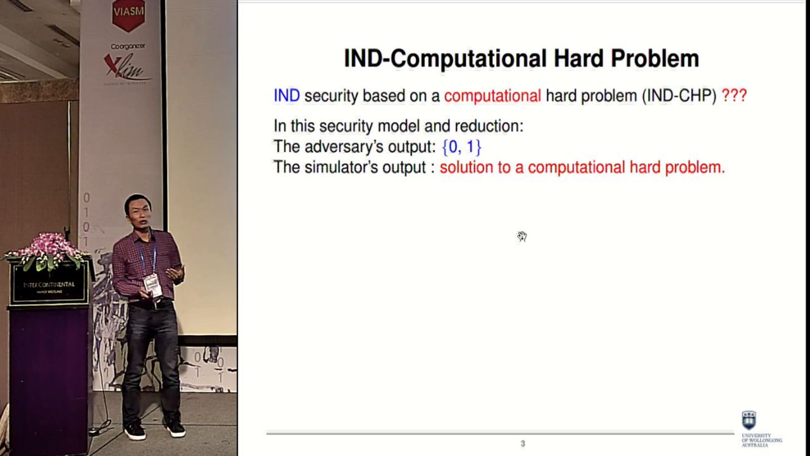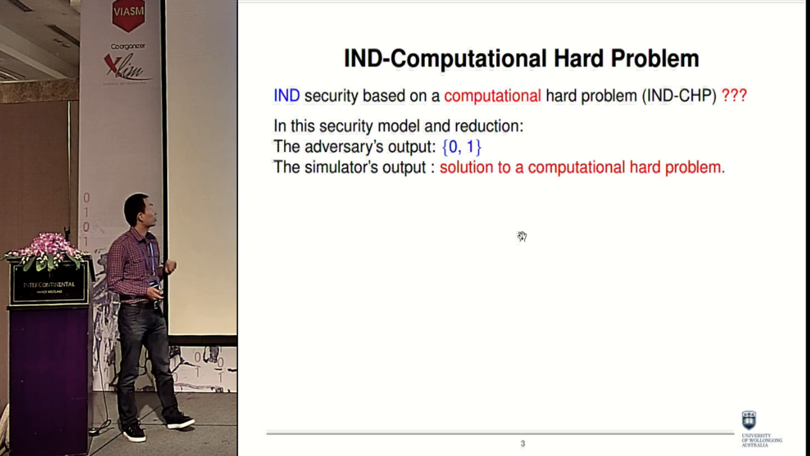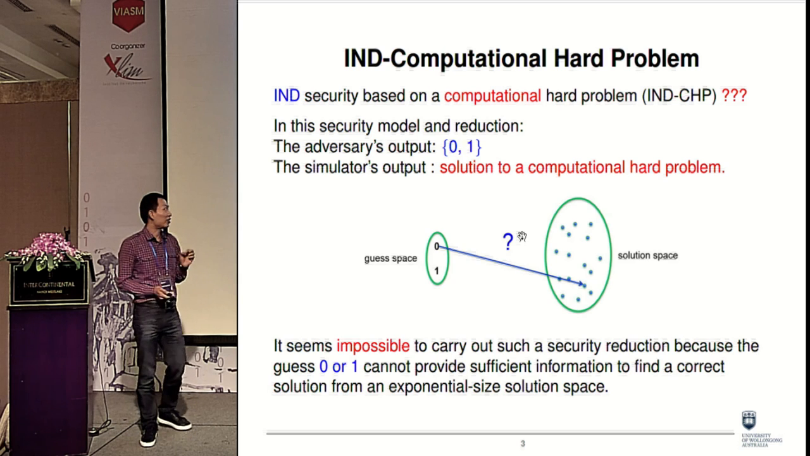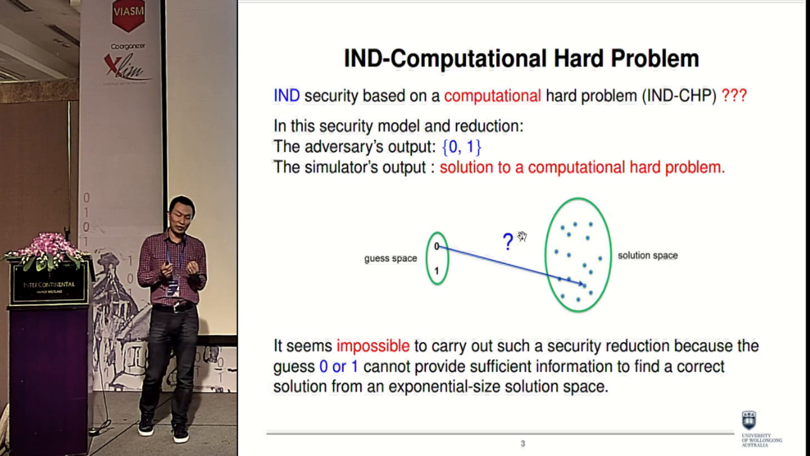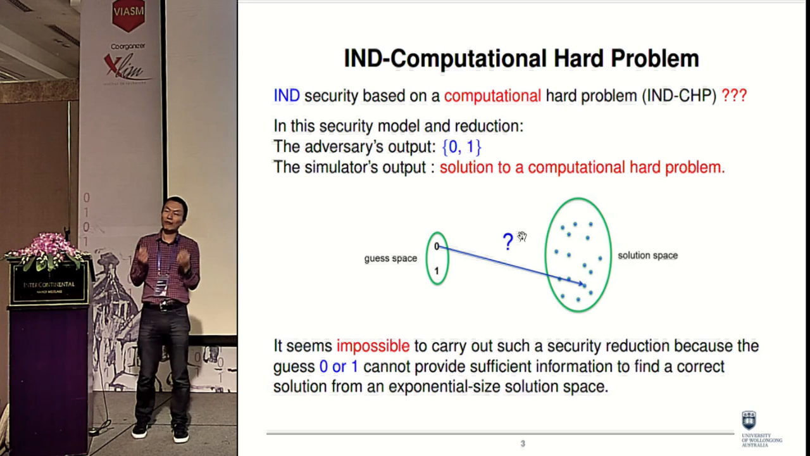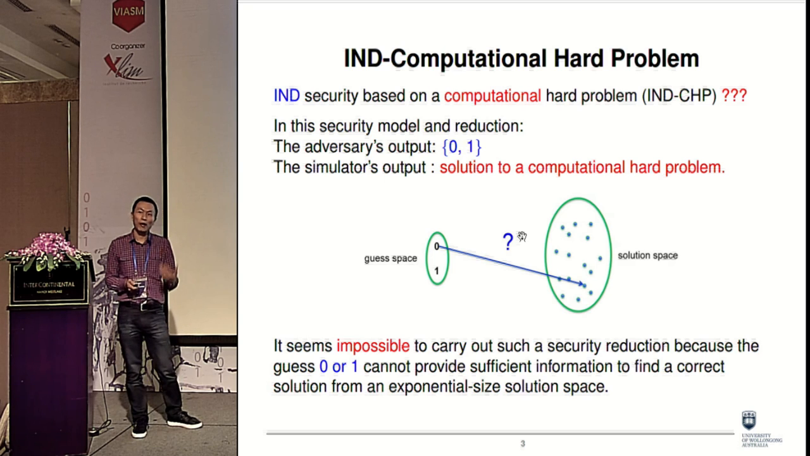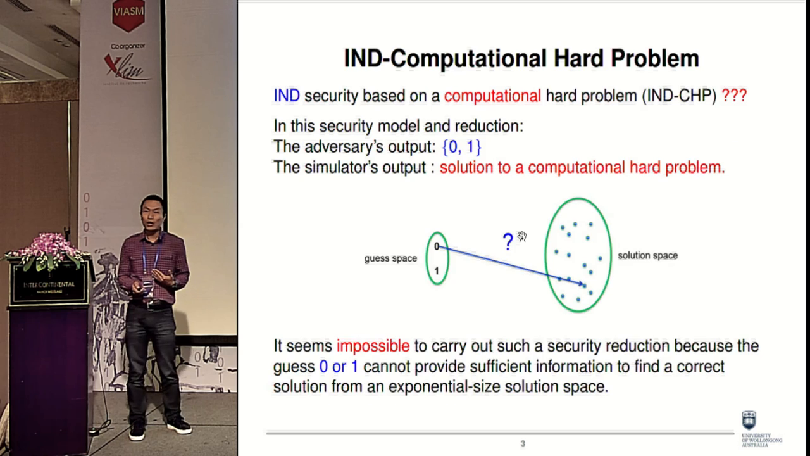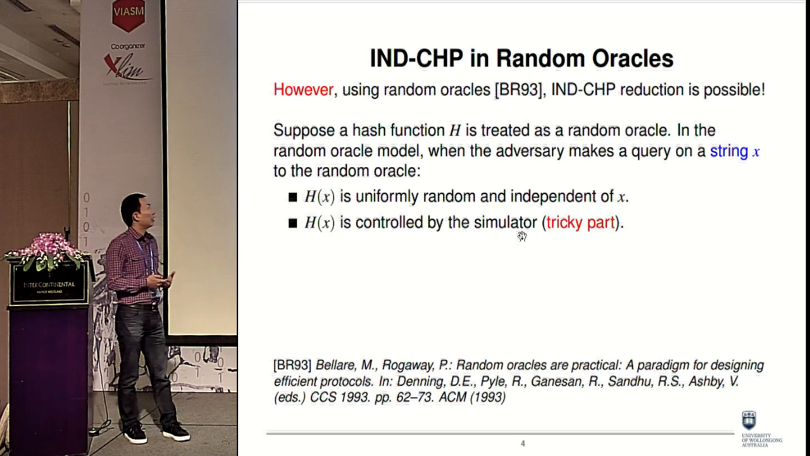In this security model and reduction, the adversary's output is just 0 or 1, but the simulator's output is a solution to a computational hard problem. It seems impossible to carry out such a security reduction because the adversary's guess, 0 or 1, cannot provide sufficient information for the simulator to find a correct solution from an exponential size solution space. However, using the random oracle model, we can have this kind of IND CHP reduction.